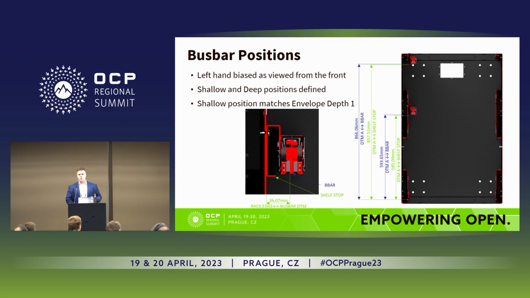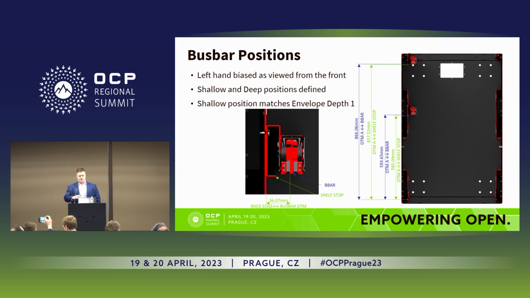Perhaps one of the more obvious differences to the naked eye between the OCP specification and the Google specification is the position of the bus bar. You've got a left-hand bias, and that allows a bit more equipment space, a bit more utilization of the space within the rack, within the data center.